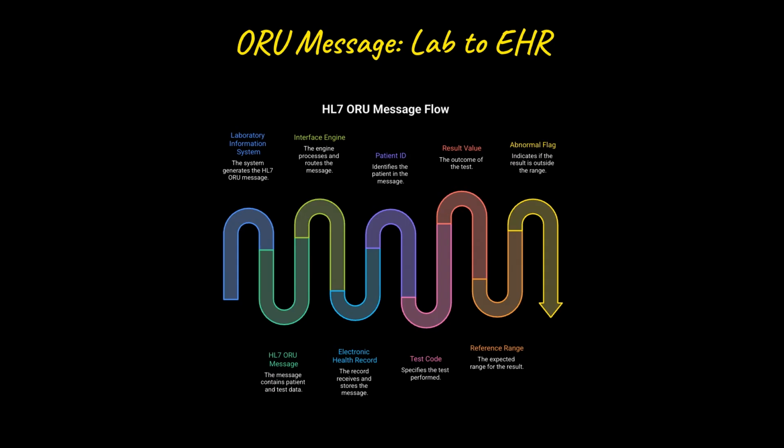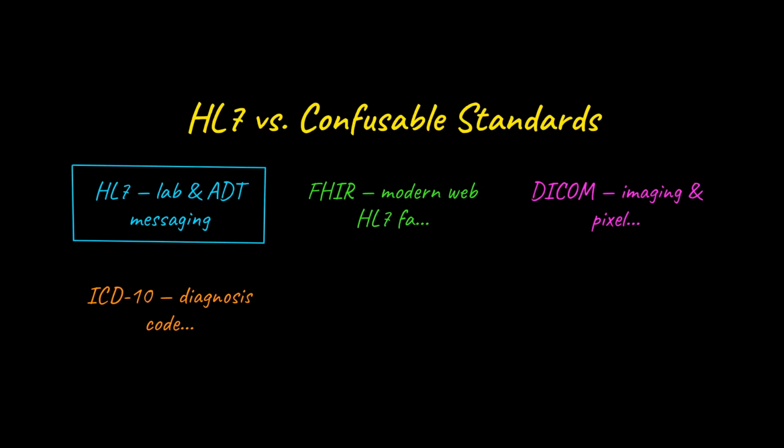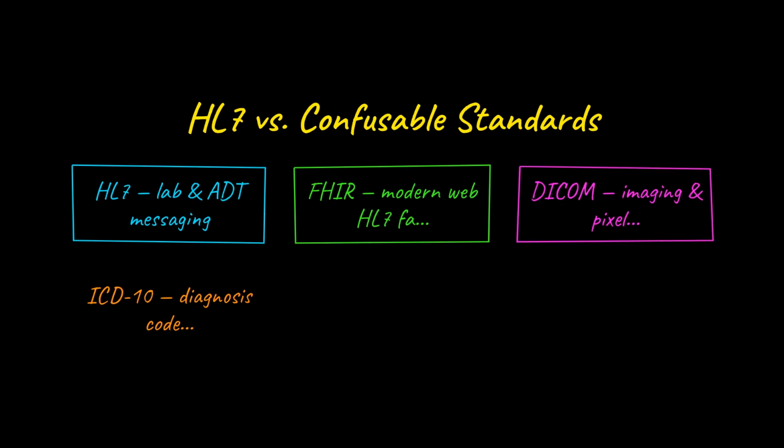That message travels through an interface engine and is passed by the EHR, posting the result to the patient's chart within seconds. HL7 is often confused with related standards. DICOM handles radiology imaging exchange, not lab results. FHIR is a newer HL7 family standard using web technologies, but older HL7 version 2 messages still dominate laboratory interfaces. ICD-10 is a diagnosis code system that rides inside HL7 messages. It is not the protocol itself.